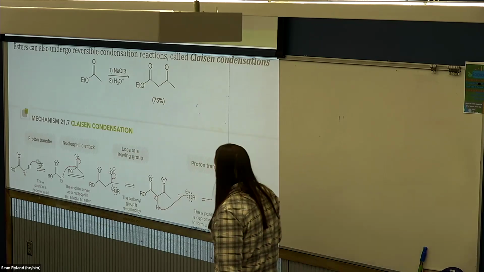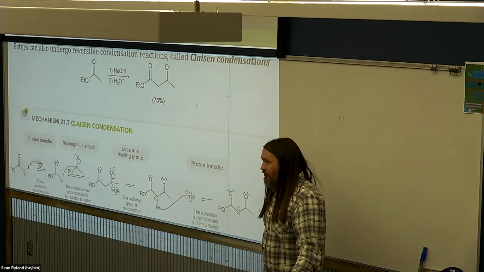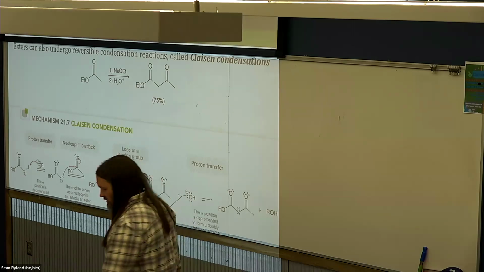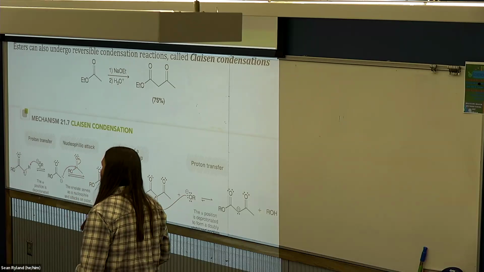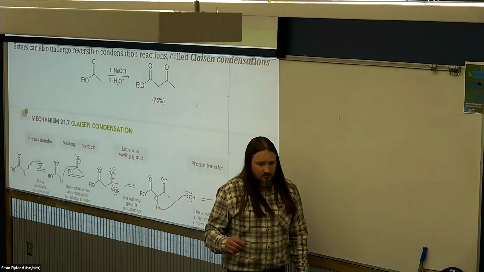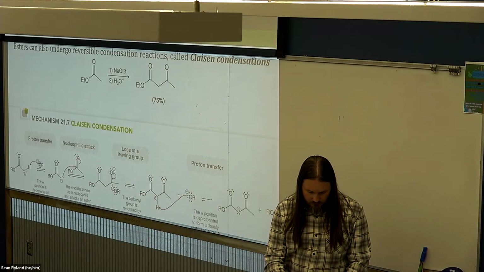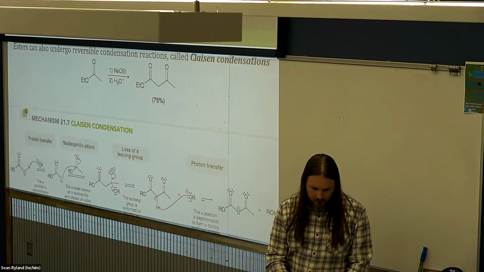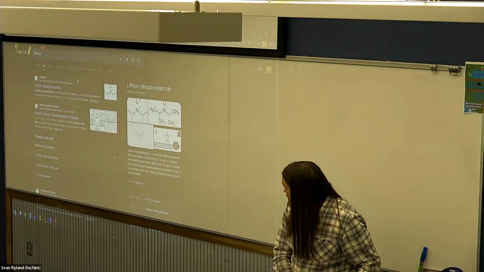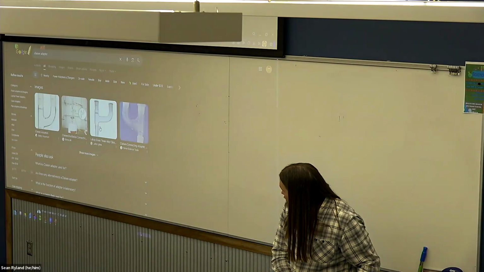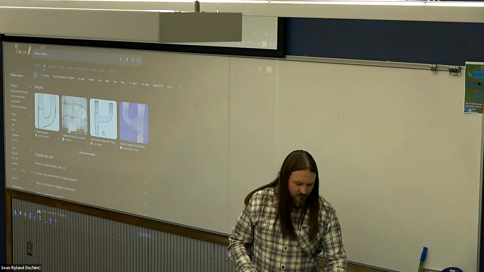So this is called the Claisen condensation. Claisen was a very influential organic chemist in the early days. I believe we also have at least two pieces of glassware that are named after him. In fact, one of the ones that we use all the time. That little guy, that's a Claisen adapter.